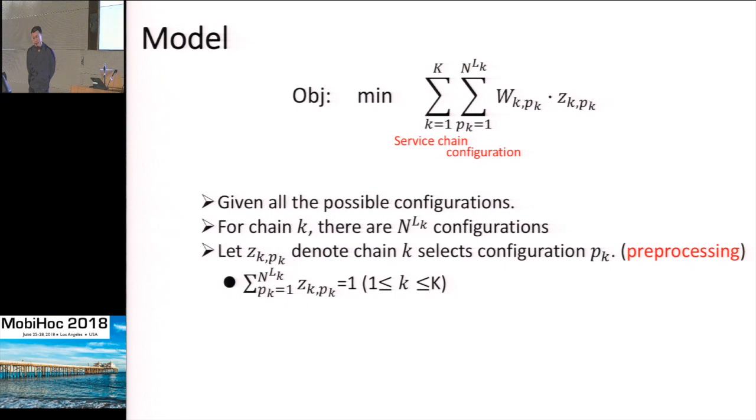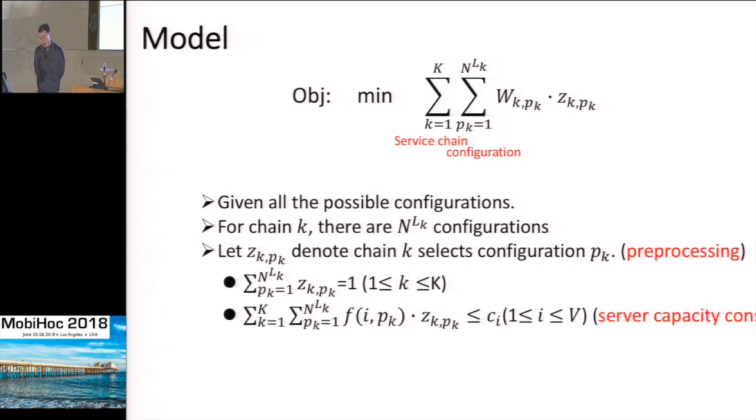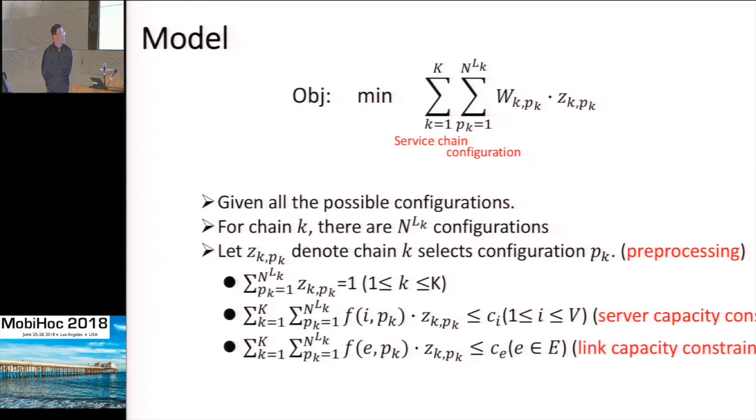Now, I also have different constraints. The first constraint says that for each service chain, I have to select 1 feasible configuration. Another constraint that I have to consider is that for all the servers, I can place whatever functions I want, but the total has to be less than or equal to the capacity of server i. Lastly, I can place whatever functions I want on different servers, but the link capacity cannot be exceeded. So these are my constraints.